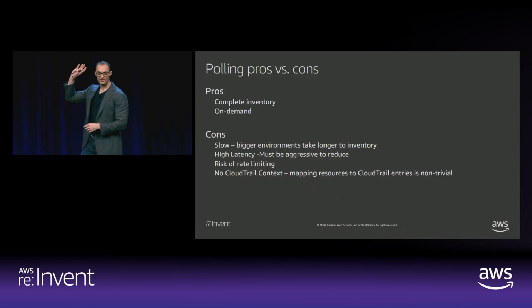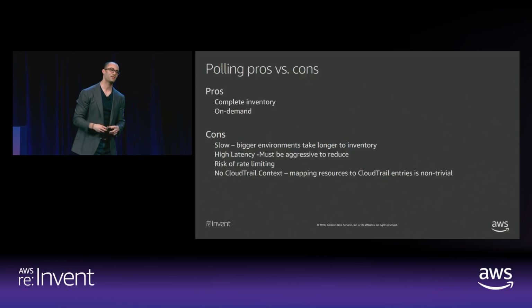Who here has problems with rate limiting? A couple of people raised their hands. This is a big problem at Netflix. The more stuff you have, the more API calls you need to issue. The more API calls you issue, the more likely you are to be rate limited.